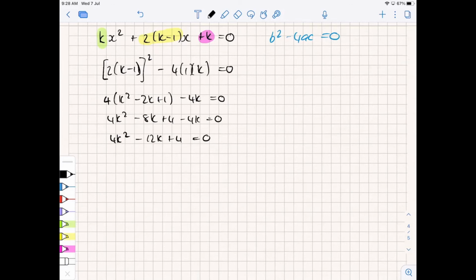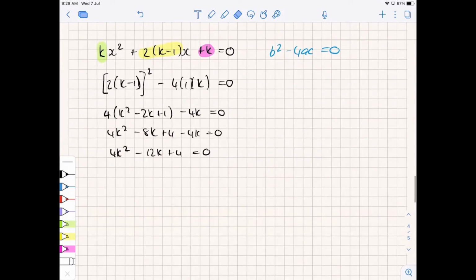K just replaces x. Okay, and oh, I've left something important out, guys. Come on, who can spot it? What have I made 4ac? I've made it 4 times 1, but it's not 1, it's actually a is also k. That makes a bit more sense. So then this is going to be minus 4k squared.